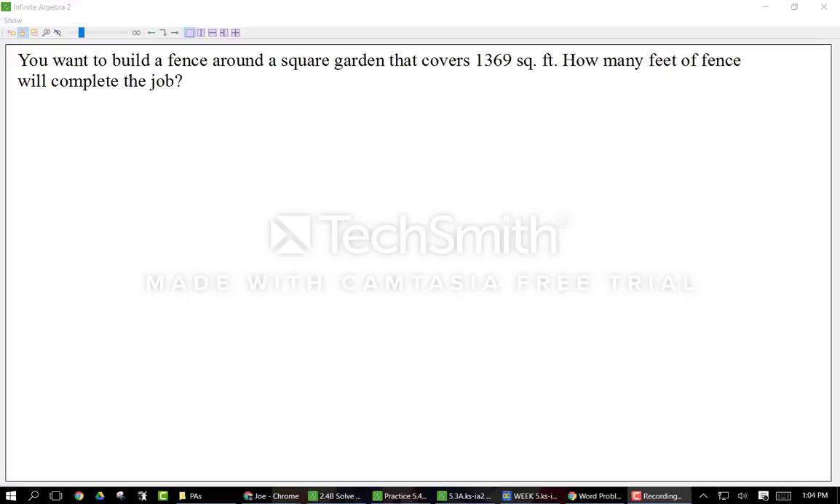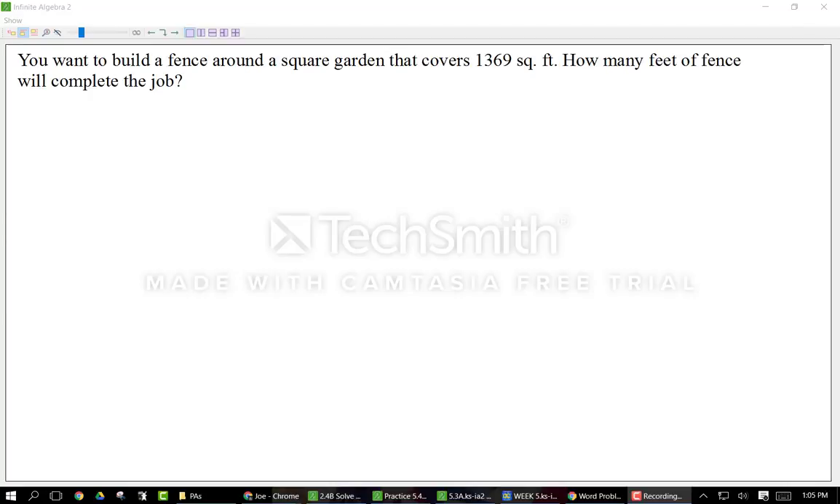This is the last video in the section on solving quadratic equations. If you notice, I don't actually have an equation on the board, I have a word problem. So that's what we're going to focus our time on in this video: solving word problems using quadratic equations, quadratic formulas, factoring, all that good stuff.